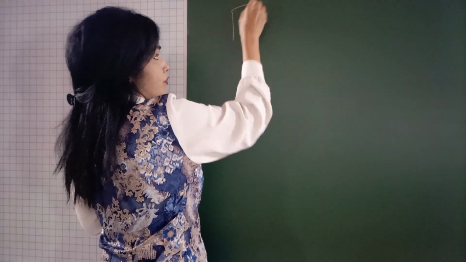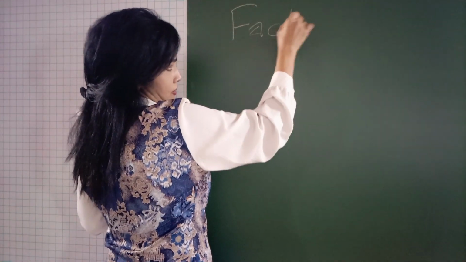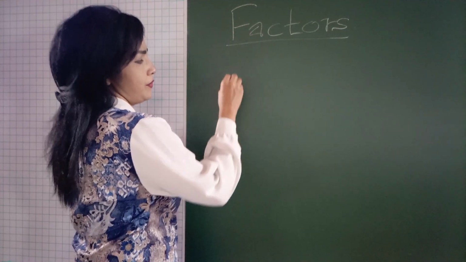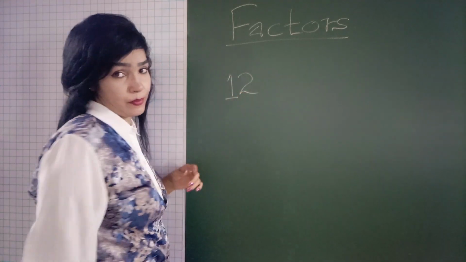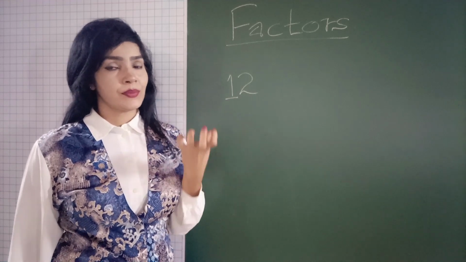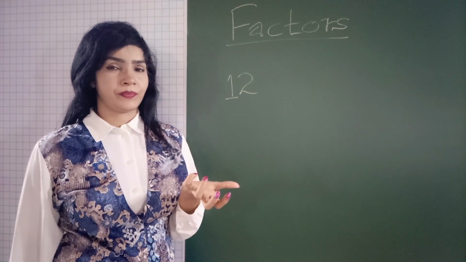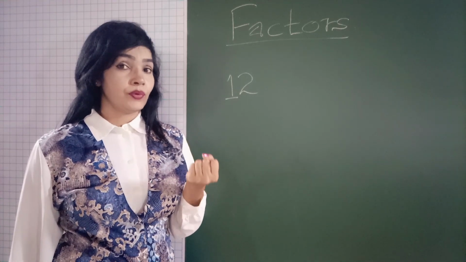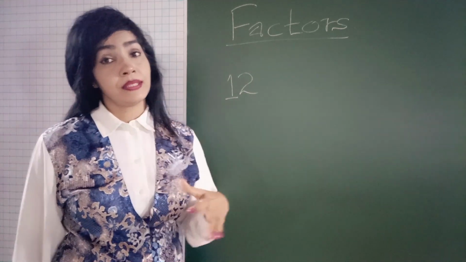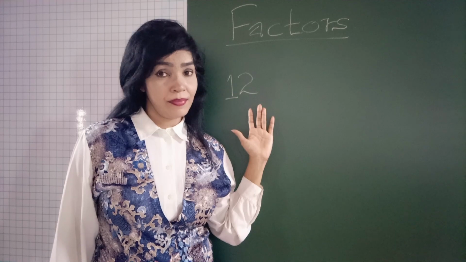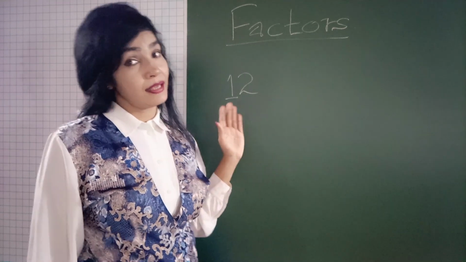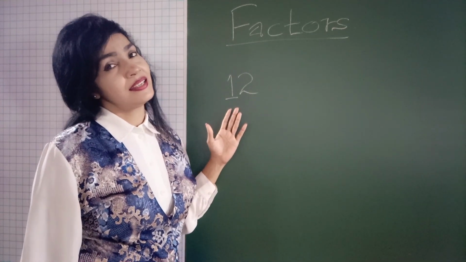So let us learn about factors first of all. What are these factors? If I take 12, just as an example, if a question asks what are the factors of 12, basically, if you pay attention to the definition, the factors are the numbers that divide the given number without remainders. Factors are the numbers that divide the given number without any remainder.